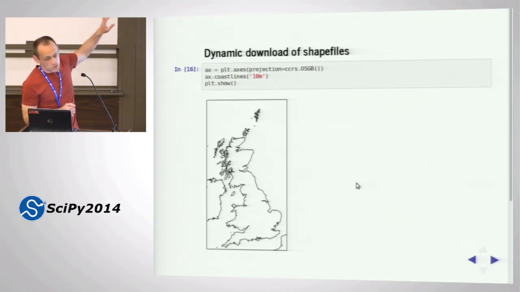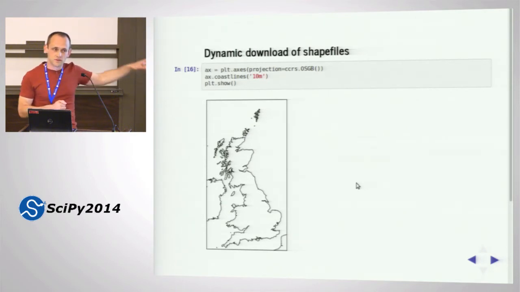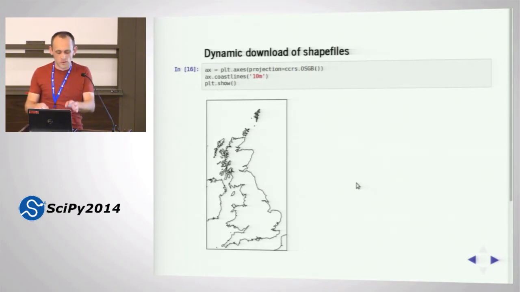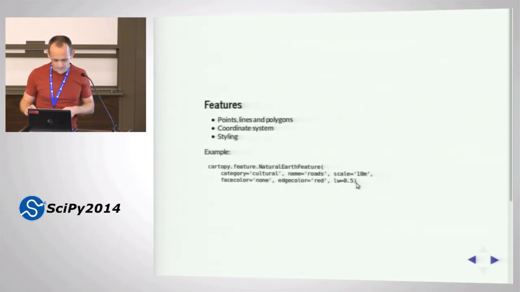The point being, when you do this, it will automatically go off and download the data you need from Natural Earth. We don't ship all the data with it, so you just get the latest data, and it'll cache it for you. So you don't even think about this. It's just, I want to stick some coastlines on, fine, or I want to get some rivers or some lakes or some roads. It's a one-line job.